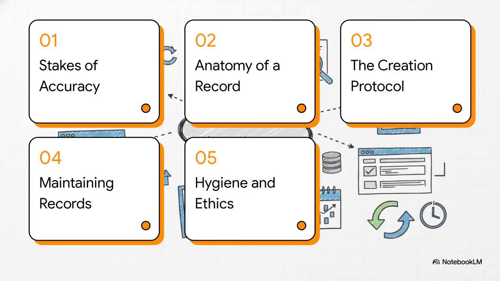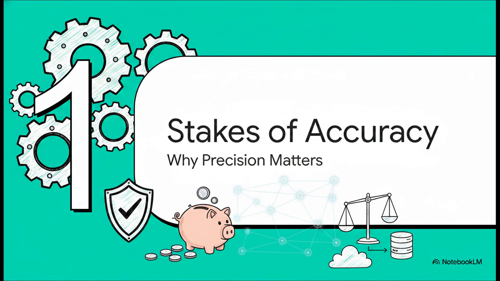To get Marcus set up perfectly, here's our roadmap. We're going to hit the stakes of accuracy, break down the anatomy of a record, walk through the creation protocol, talk about maintaining those records over time, and finally, wrap up with hygiene and ethics. Let's jump right into Section 1, the stakes of accuracy, and why precision is just so important.